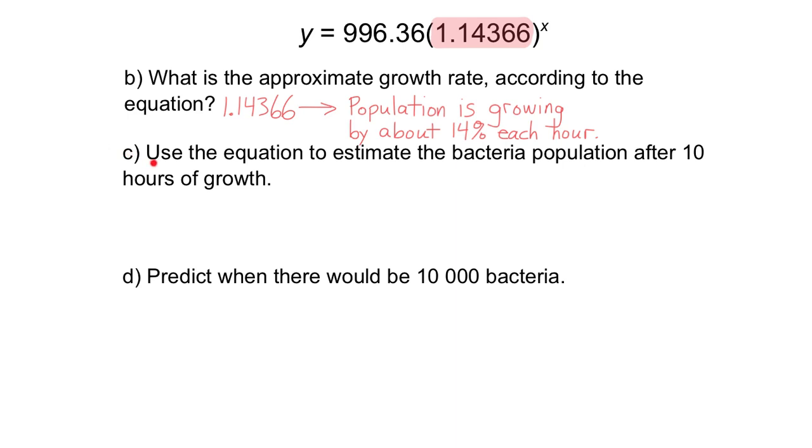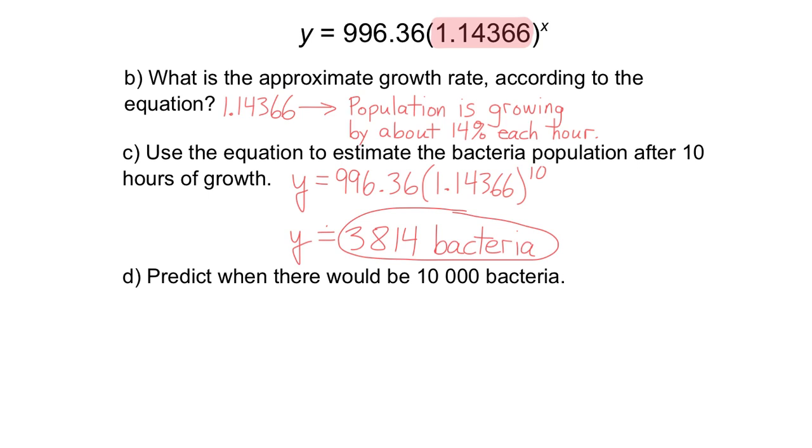Now in part C, use the equation to estimate the bacteria population after 10 hours of growth. Well, 10 hours of growth, that means x is 10. So I'll insert the 10 where the x is, and I'll do the calculation. 996.36 multiplied by this power. And if you do that in your calculator, you'll get approximately 3,814 bacteria as the population after 10 hours of growth. Notice I rounded my answer to a whole number. Because I'm talking about population, I'm talking about numbers of bacteria in this case. So we're talking about whole numbers of bacteria.